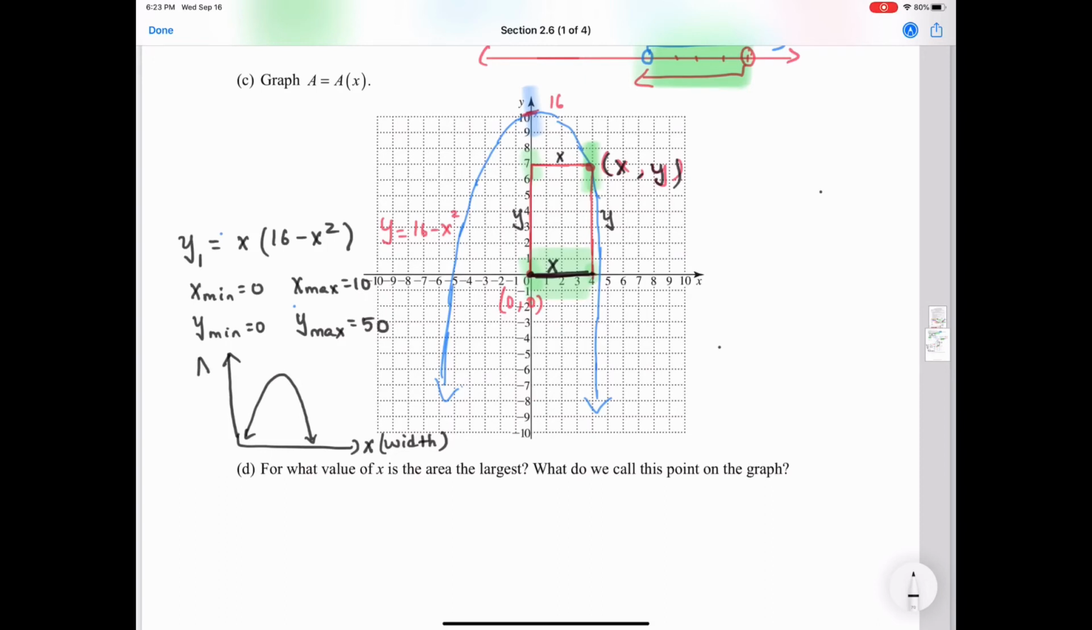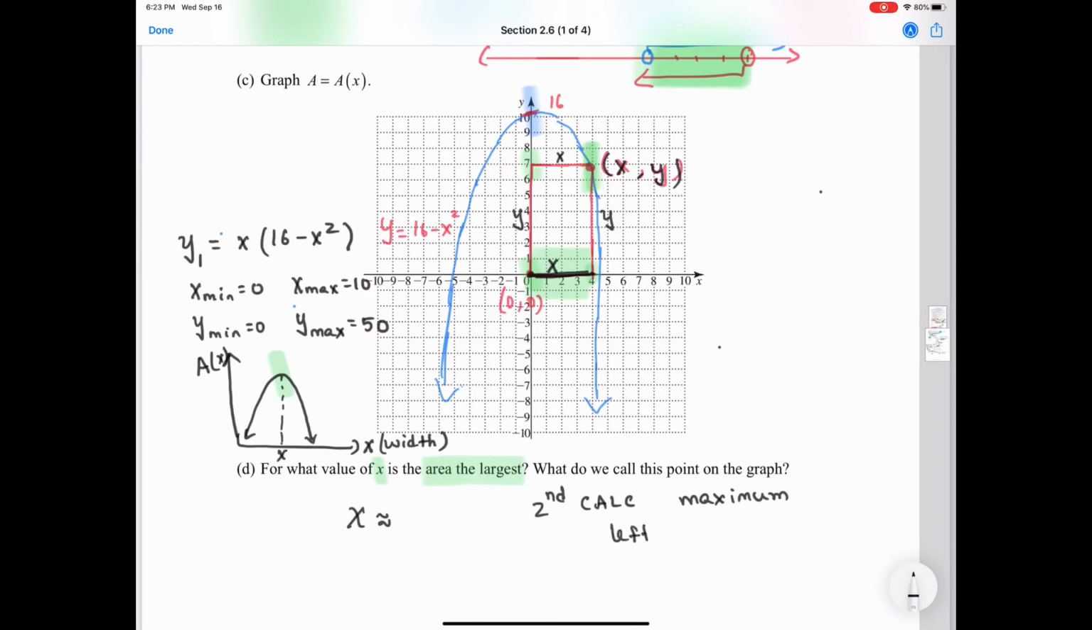If you graph this in your calculator, you must be seeing an upside down parabola like this. Now again, x is along the x-axis. x in this case is the width. And y along the y-axis is my area. So anything that I get on the y value is the area for this problem, A of x. The question is asking for what value of x is the area the largest. I know the area is largest at the highest point. So if you can find the corresponding x value, that will be the answer for this problem.